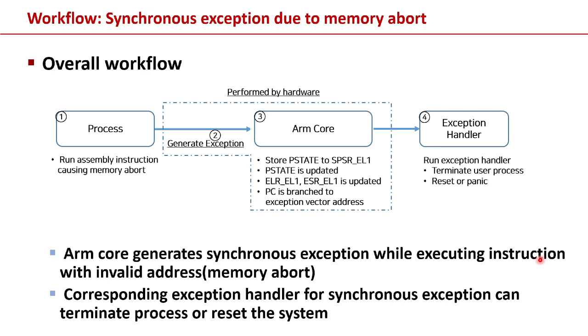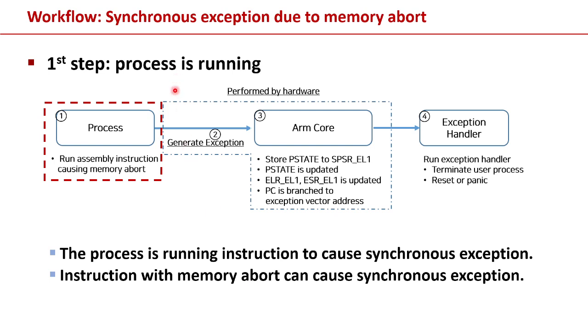In case of IRQ interrupt exception or FIQ interrupt exception, those kinds of exceptions can be triggered by an external event of a peripheral device. But in case of memory abort, invalid access to the memory is the main cause of memory abort. So as a result of synchronous exception, the corresponding exception handler for synchronous exception can terminate the process or reset the system. So I'm going to explain this operation step by step after this slide.